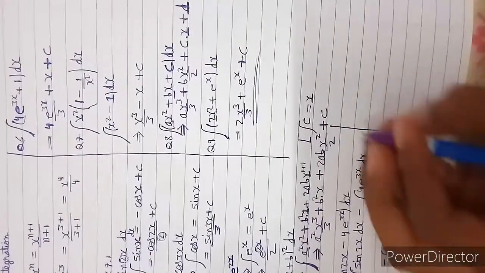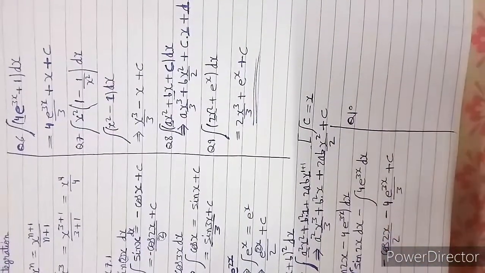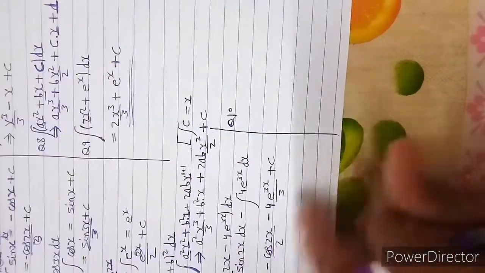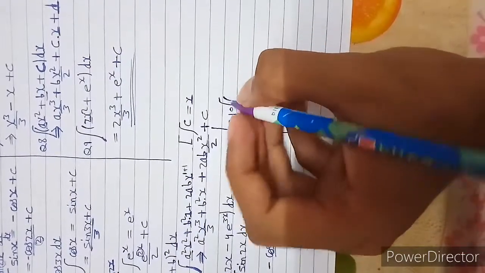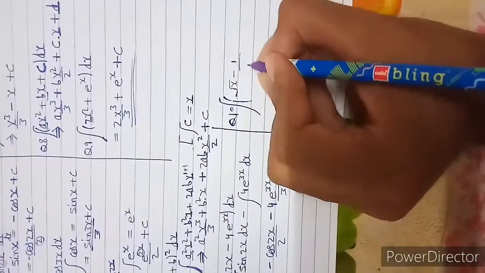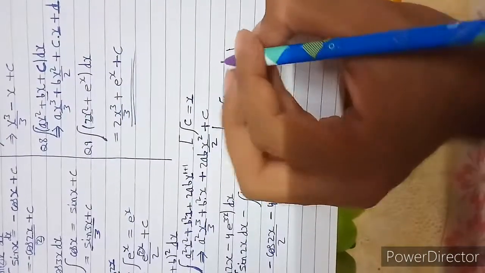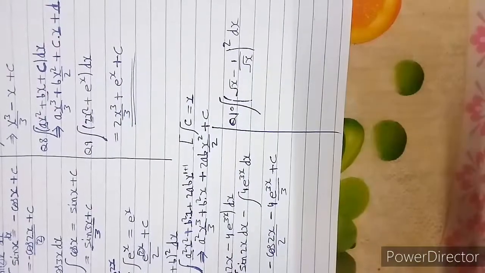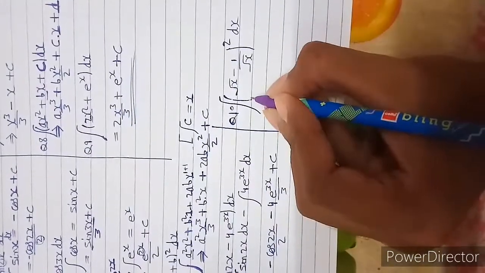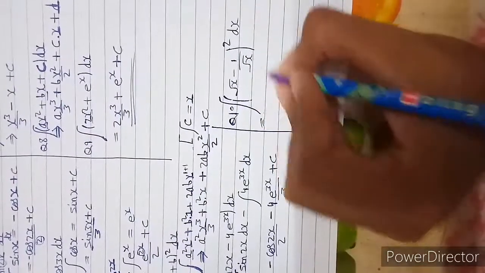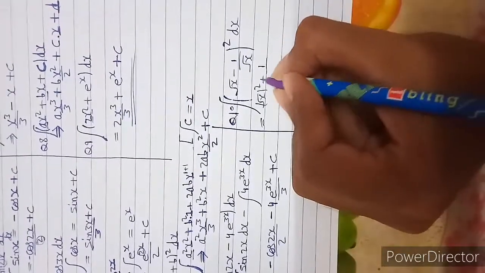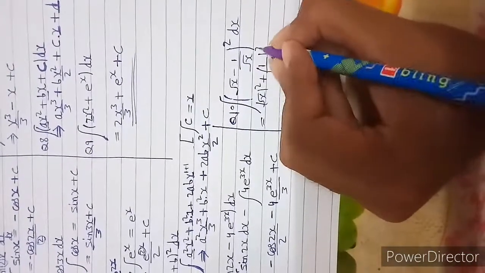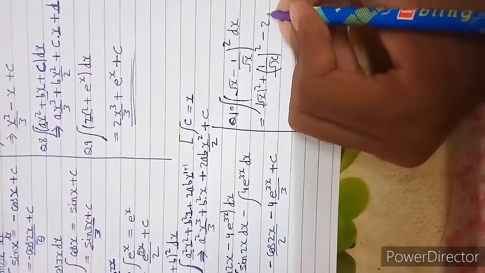Now our question number 10, we can do it here. So our question number 10 is root x minus 1 upon root x, whole square dx. Now again in this question we have to open the identity first, which is a minus b whole square, which is a square plus b square minus 2ab.